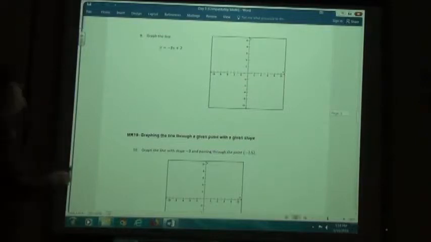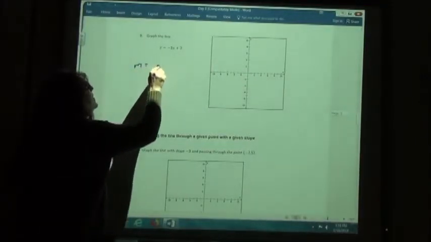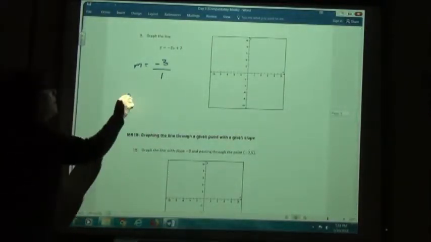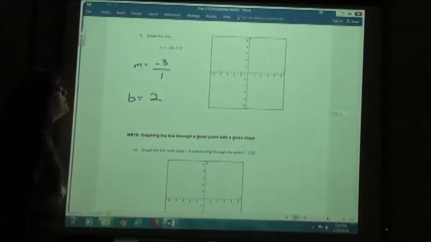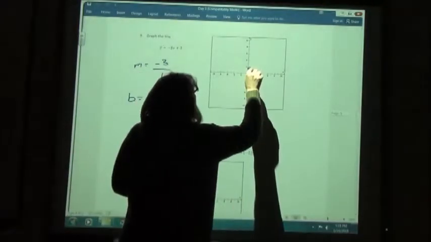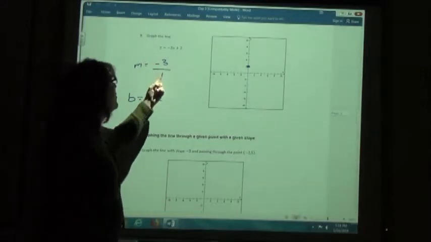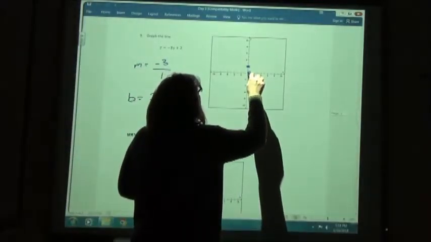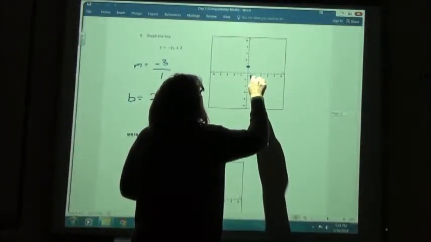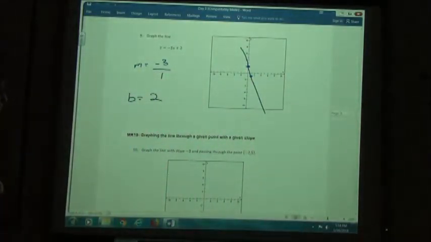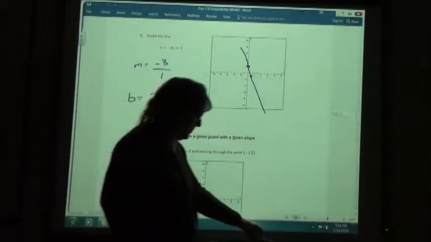So number 9, if I'm picking this out, my slope is going to be negative 3, or as I'm going to write it, negative 3 over 1. My y-intercept, my b value is a positive 2. So you marked positive 2 on your y-axis. I'm going to go down 3 and to the right 1. Down 1, 2, 3, to the right 1. I then have my line if I could draw a straight line.